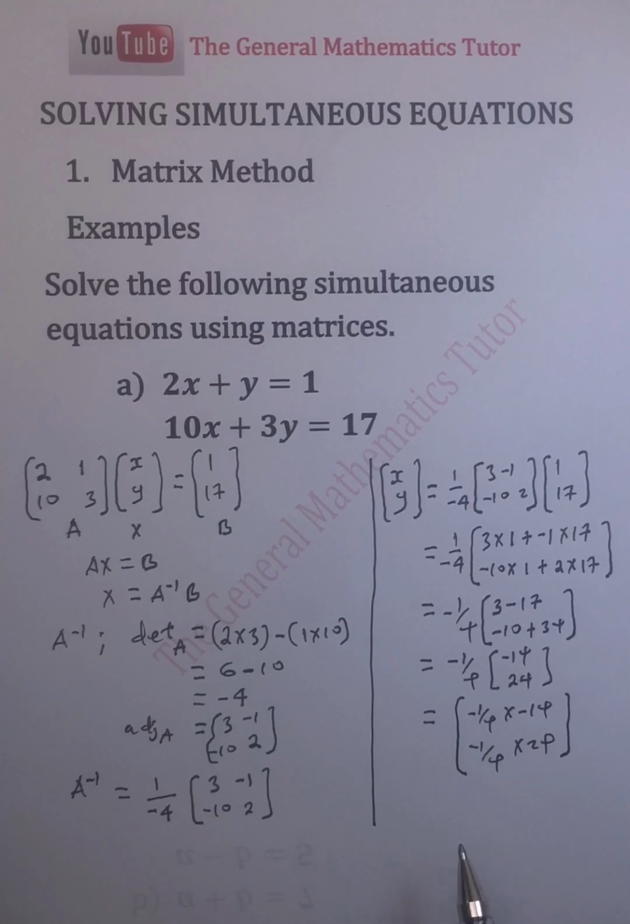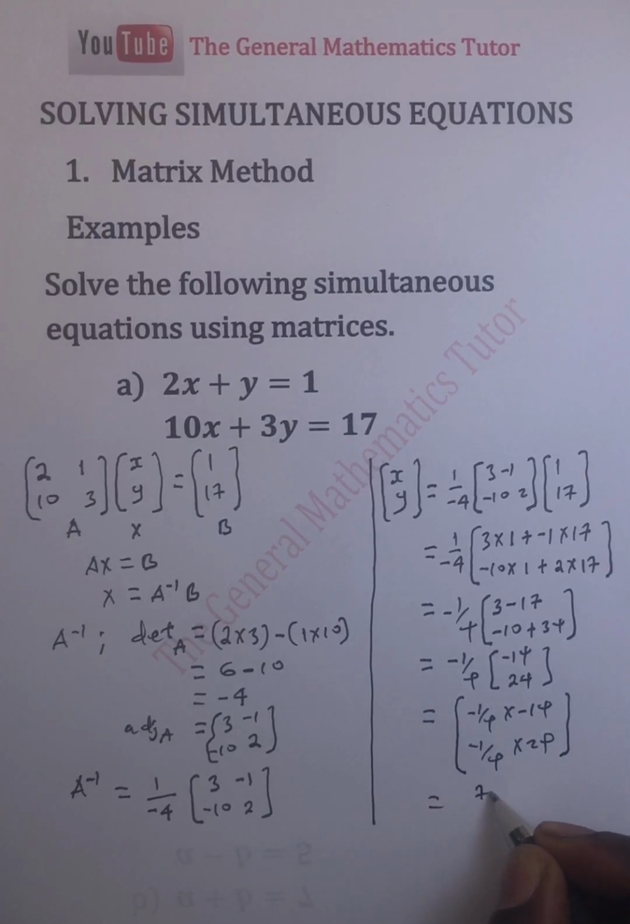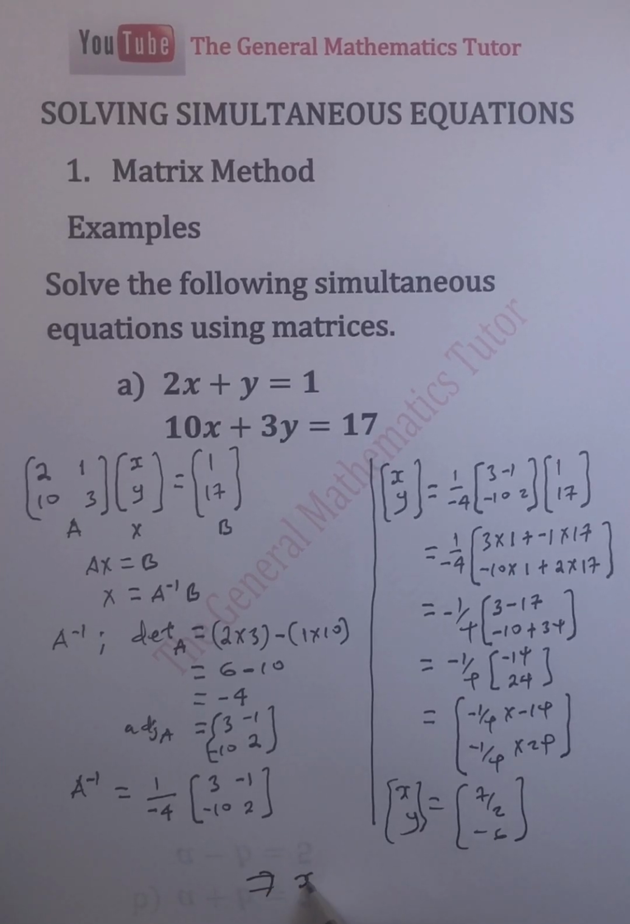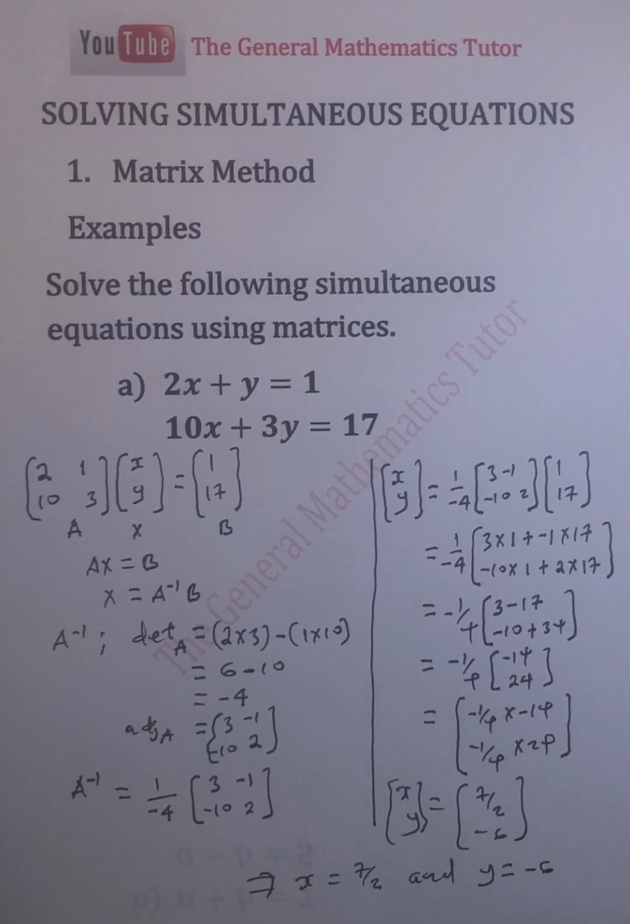So if you simplify this, you're going to get this to be 7 over 2, and the second one will be negative 6. And remember, that was the same as x, y. So this means that x is equal to 7 over 2, and y is equal to negative 6.